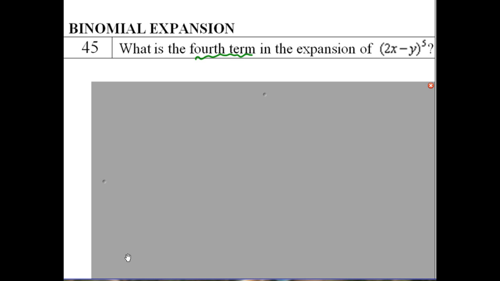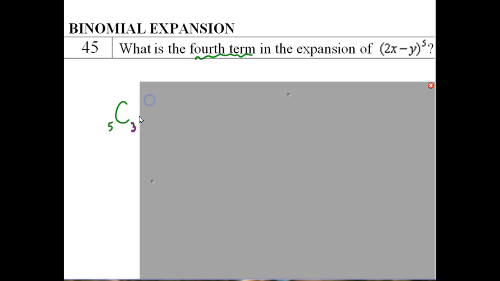The first question involves a binomial expansion. Well, there's 3 components to the binomial expansion, to that term, the fourth term. There's the coefficient, which we're going to get from the C notation. There's the amount of x's, and there's the amount of y's. Okay, so first off, we're going to get the C notation.